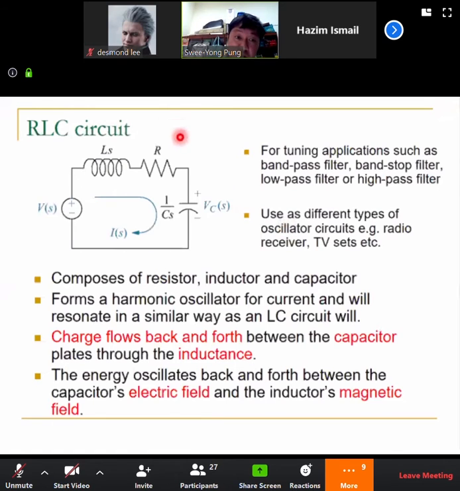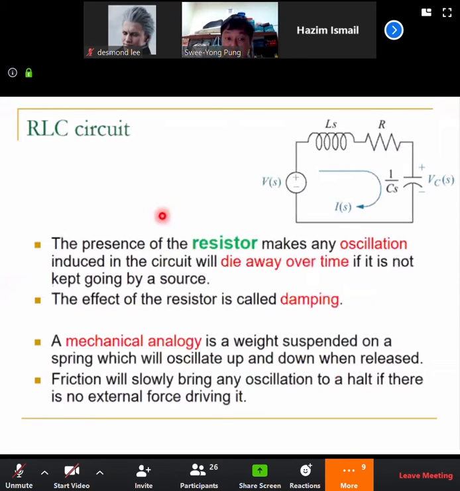If we install one more component inside, a resistor, what's going to happen is that when the charge flows in the circuit, and the current flows through the resistor, it is going to lose energy as heat slowly, okay? And then after a certain while, you can see the current die off. Now, we call this effect the damping effect, okay?